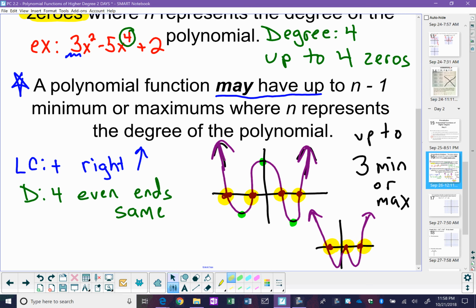And now let's look at how many minimums and maximums. I'd have 1, 2, 3. I would still have 3. But again, all that works. Okay, so why are we learning this?